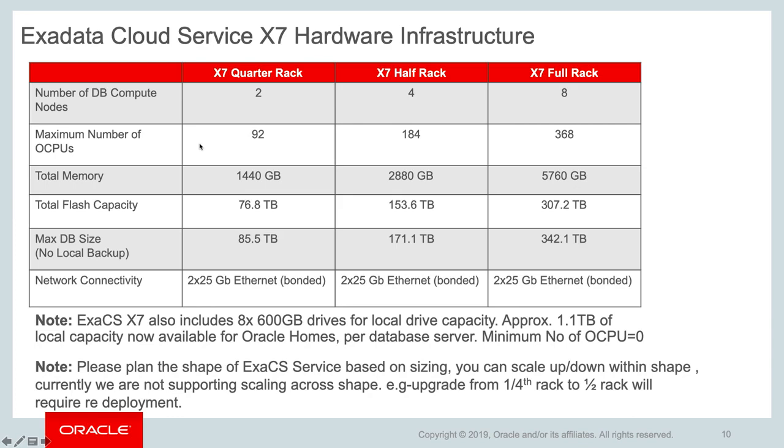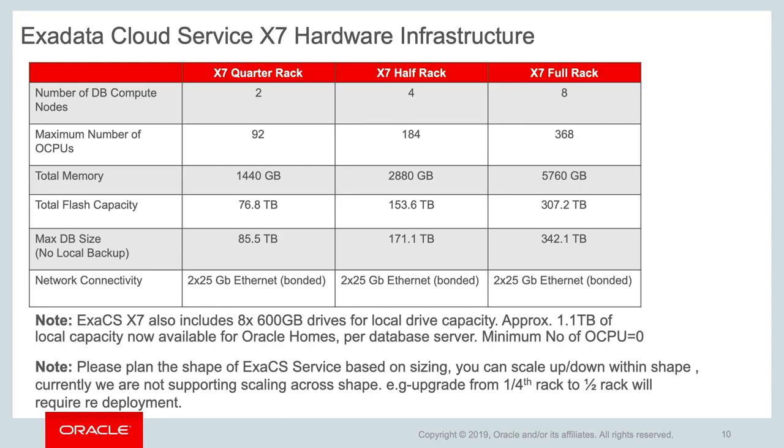Total memory on a quarter rack configuration is roughly 1.5 terabyte. On a half rack it goes roughly 3 terabyte, and on a full rack it's roughly 5.5 terabyte. In terms of flash capacity, which is NVMe flash, quarter rack has 76.8 terabyte of flash. Half rack goes 153 and full rack provides 307 terabyte.